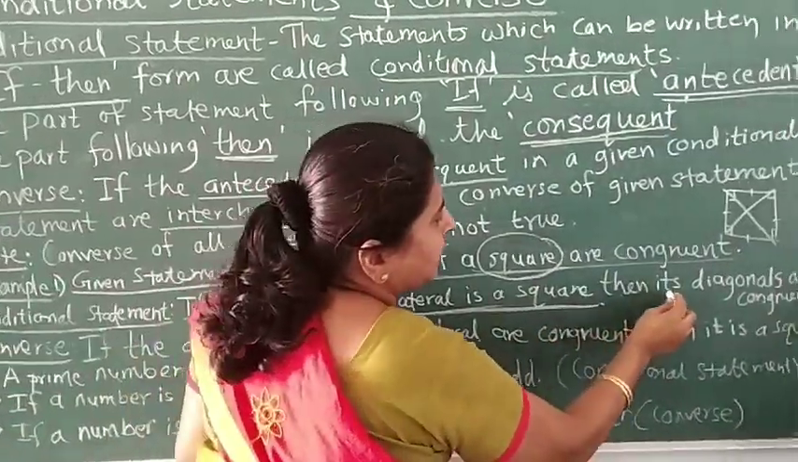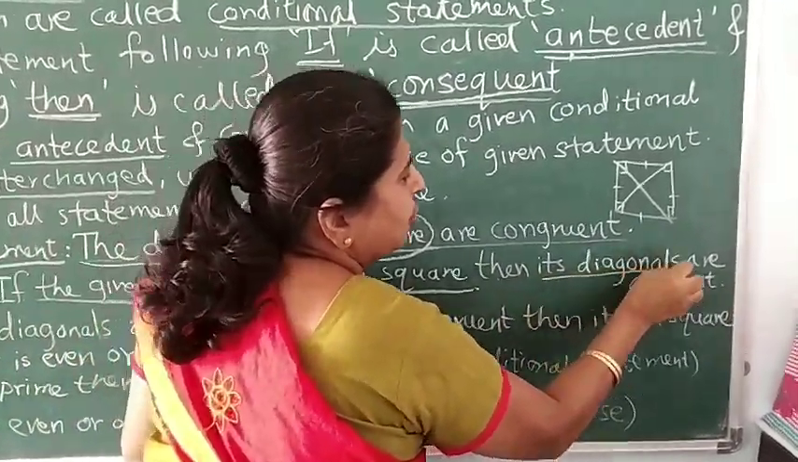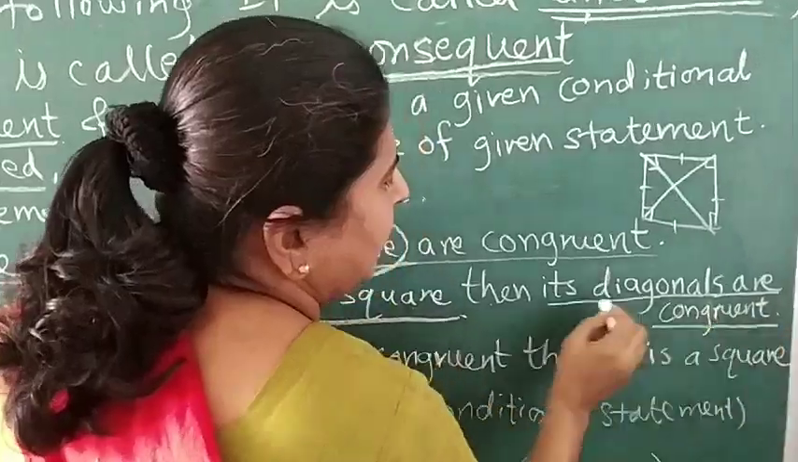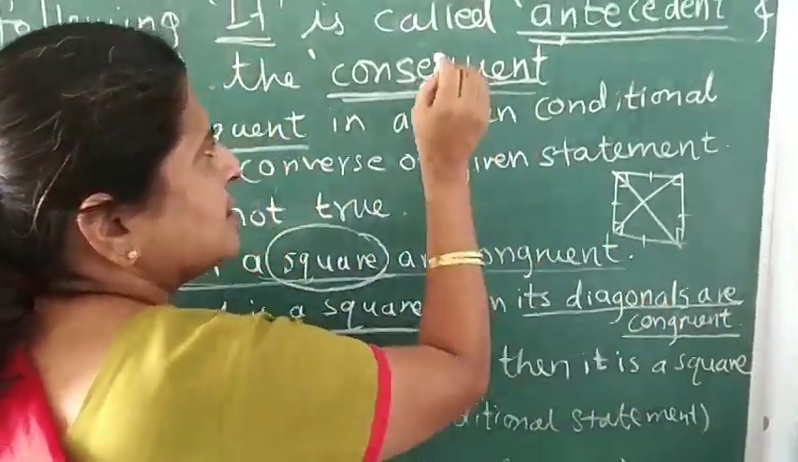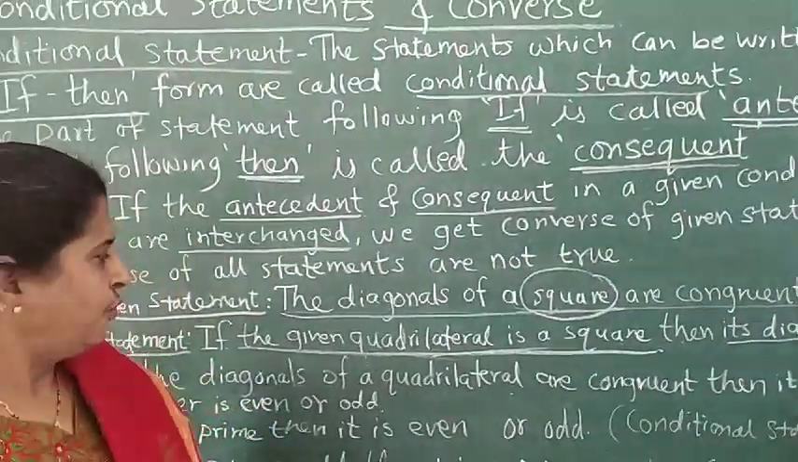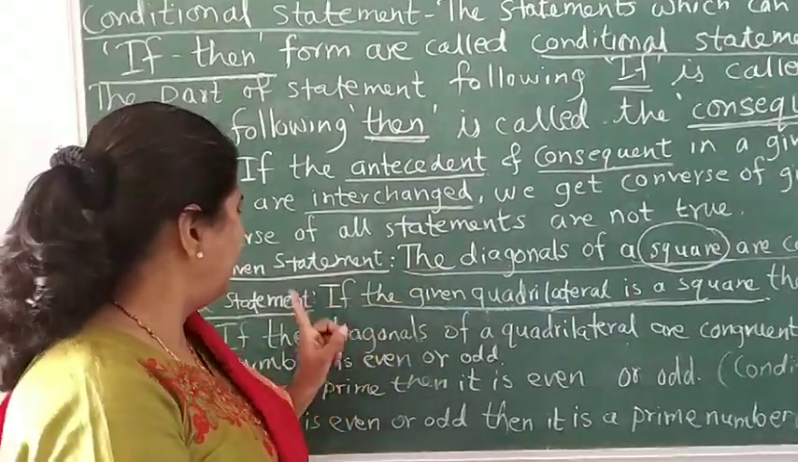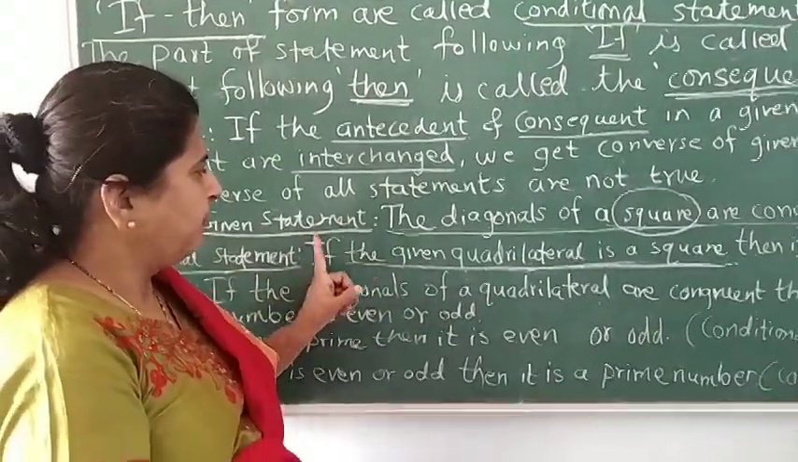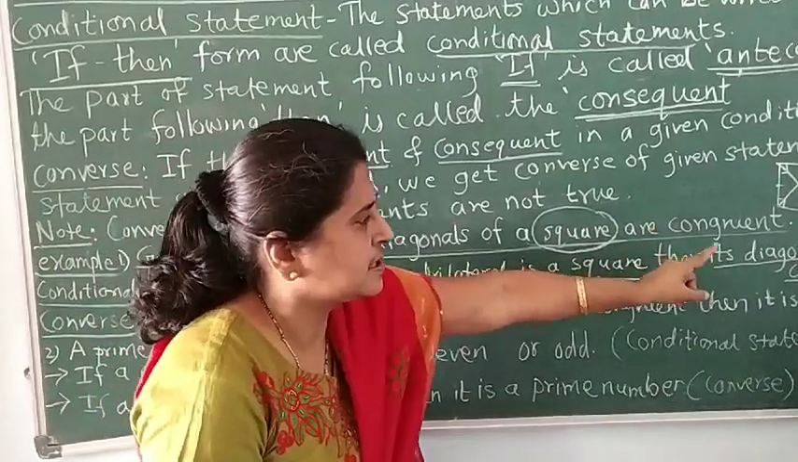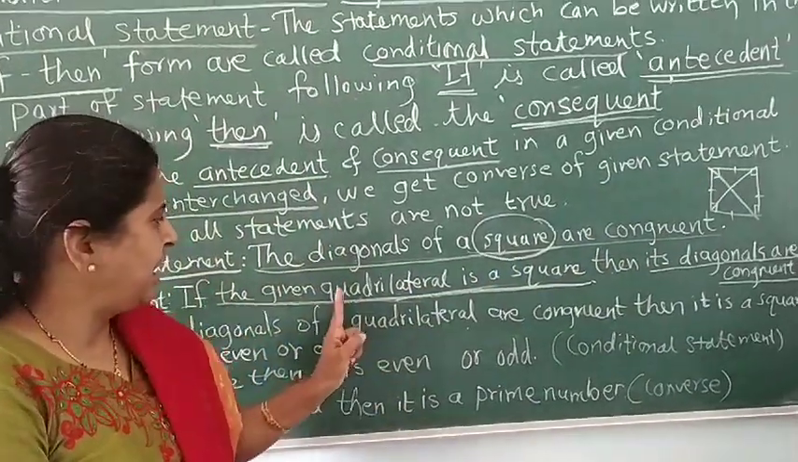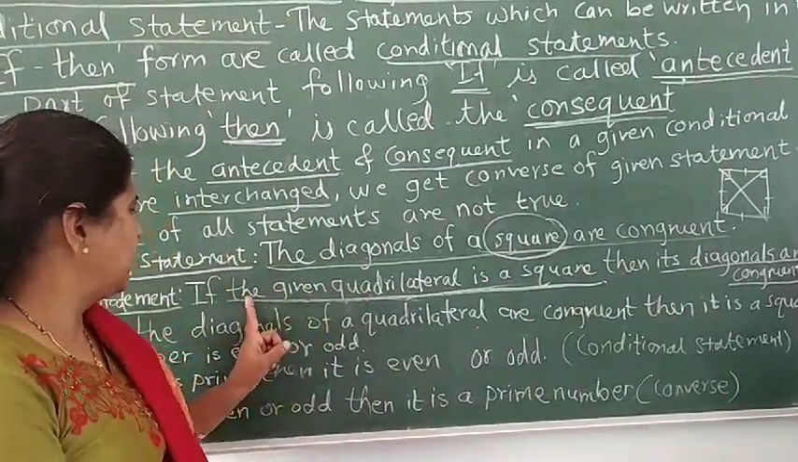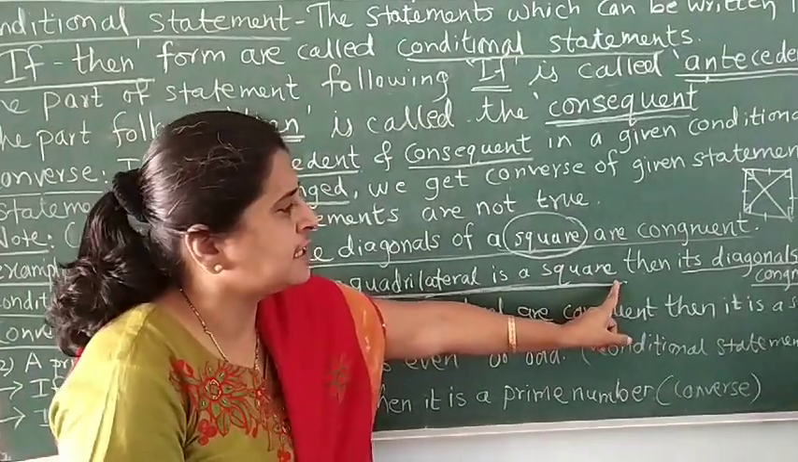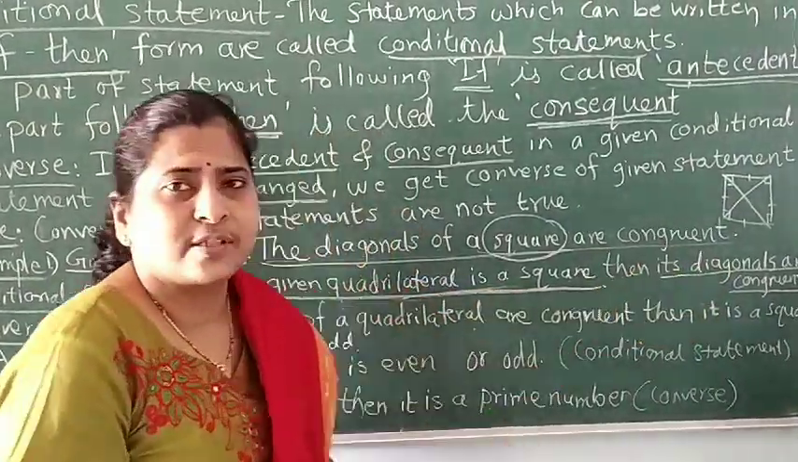and the part following then, its diagonals are congruent. This part is consequent. Okay. So here we have written the given statement in the conditional statement form. If the given quadrilateral is a square, then its diagonals are congruent. And we have identified which part is antecedent. From here to here it is antecedent, from its to congruent it is consequent.